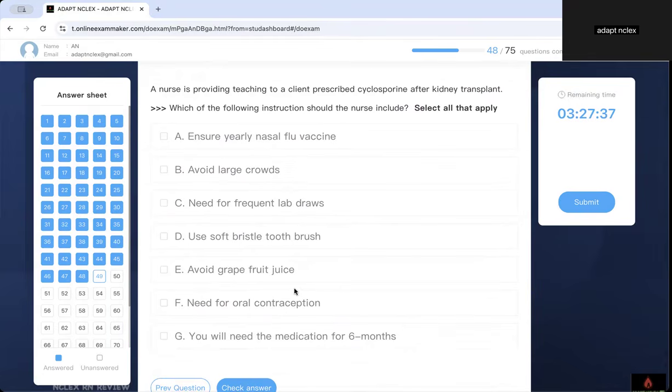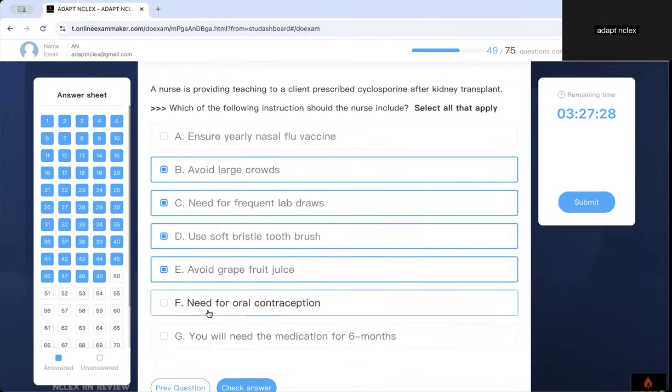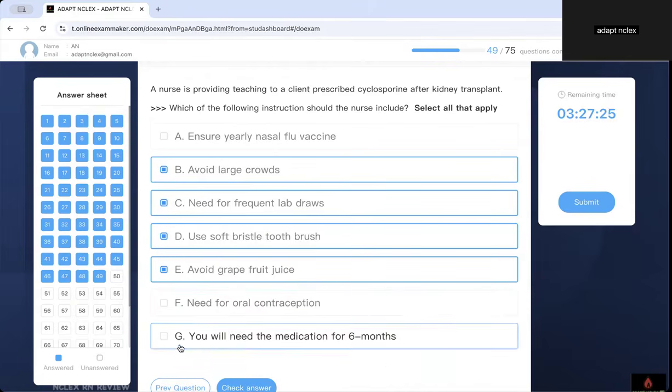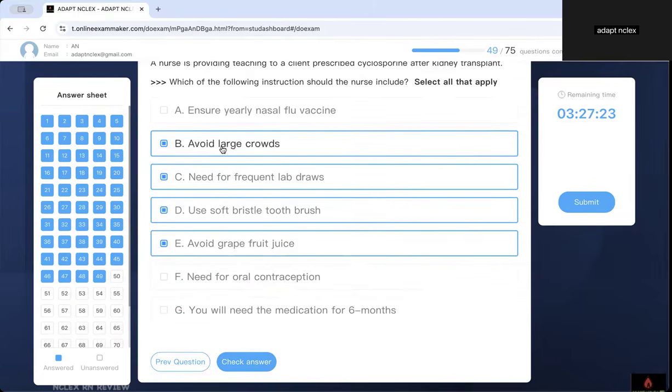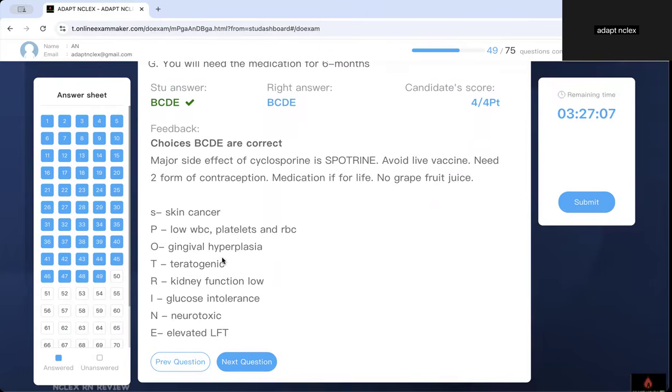What would you include? We should avoid crowds. Frequent lab draw. Bristle toothbrush. And grapefruit juice. We need 2 birth controls. It's not enough. We need to take this for life. Yearly nasal flu vaccine is a bad problem. We need something that is not a nasal one. The non-live vaccine is what we're going to use. And this is SPORTRIN. You can take a picture of it.